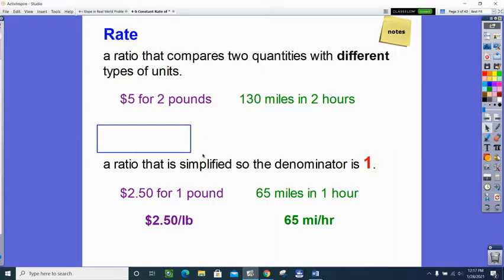Let's take this rate and talk about it being simplified so the denominator is 1. So not $5 for 2 pounds, but $2.50 for 1 pound, the 5 divided by 2. Not 130 miles in 2 hours, but 130 divided by 2, 65 miles per hour. Do you remember what these are called when the denominator is 1? It is a unit rate. I just want to make sure you remember what these terms mean from previous years.